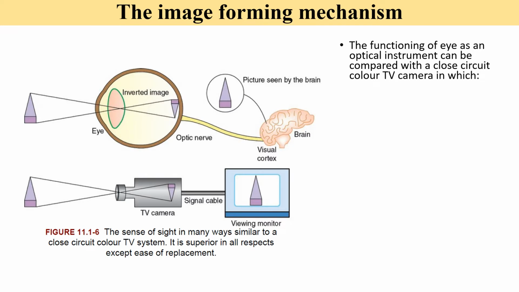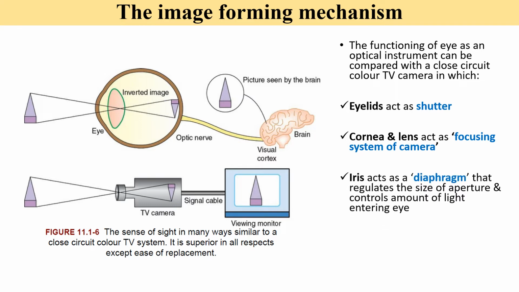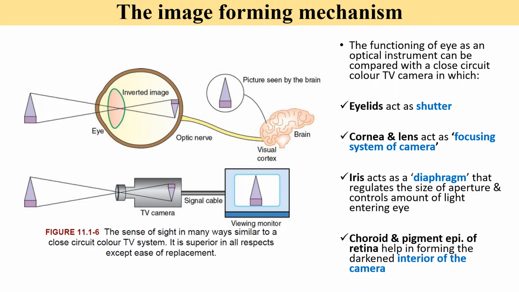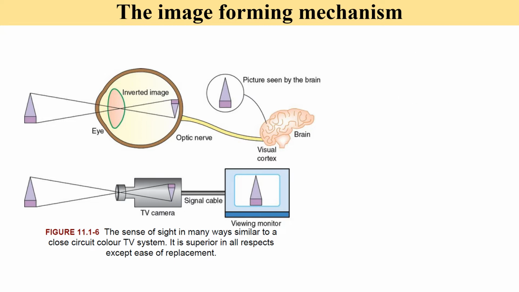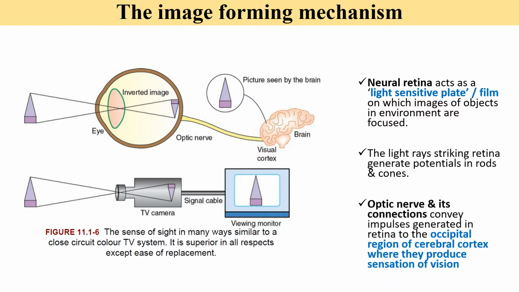The functioning of human eye can be compared with a color television camera, in which your eyelids act as a shutter to protect the interior of the eye. The cornea and lens act as a focusing system to focus the objects. The iris acts as a diaphragm that regulates the aperture size and controls how much light should enter the eye. The choroid and pigment epithelium of the retina help to form a dark interior of the camera, that is your eye. The neural retina acts as a light sensitive plate, and the optic nerve and its connections convey or relay the visual impulses from retina to the cerebral cortex of brain.